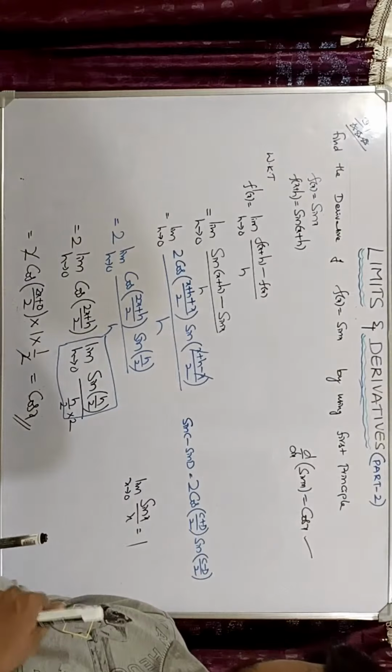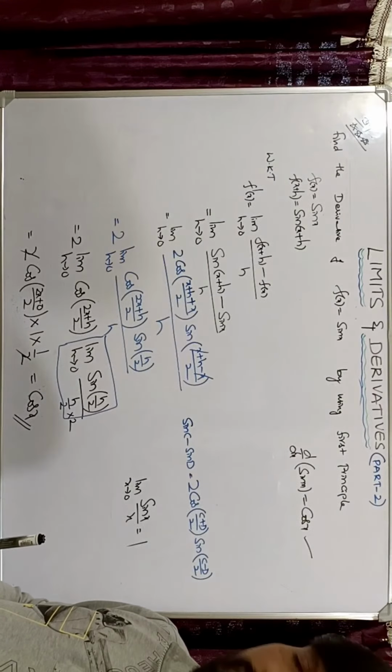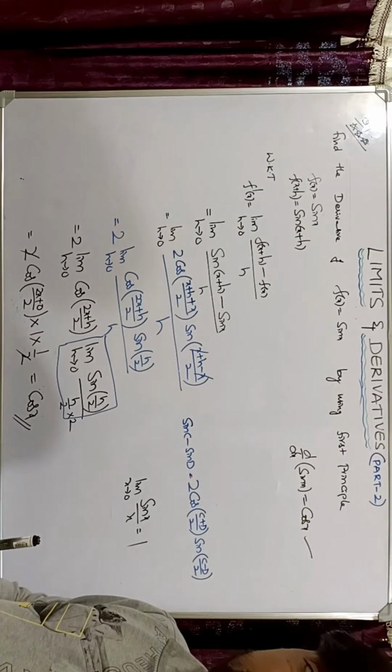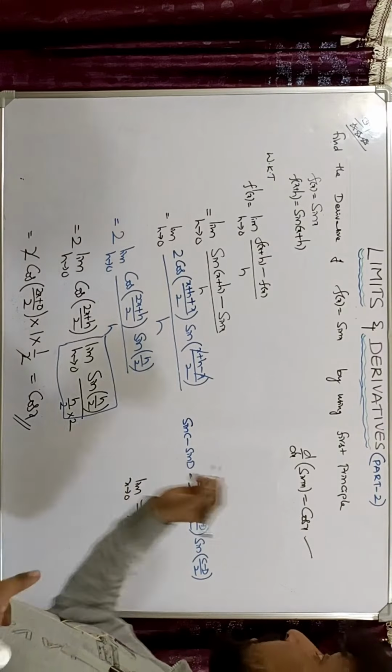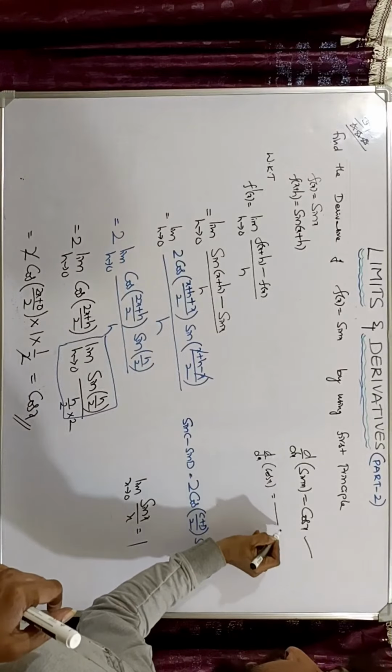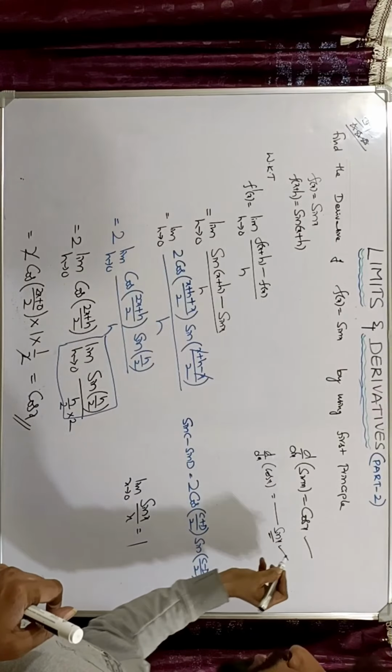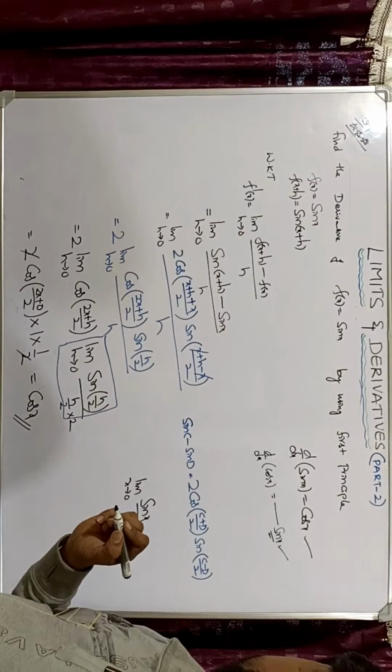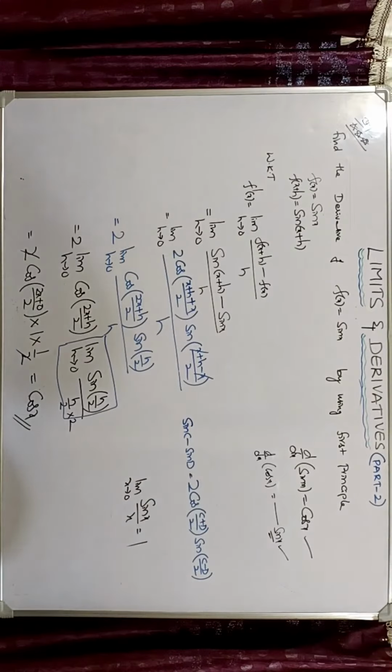I hope you understood. Now we are going to derive the second proof, which is the derivative of cos x. What is the derivative of cos x? As I discussed, minus sin x. Now you are going to prove this one. Derivative of cos x equals minus sin x. Please copy.